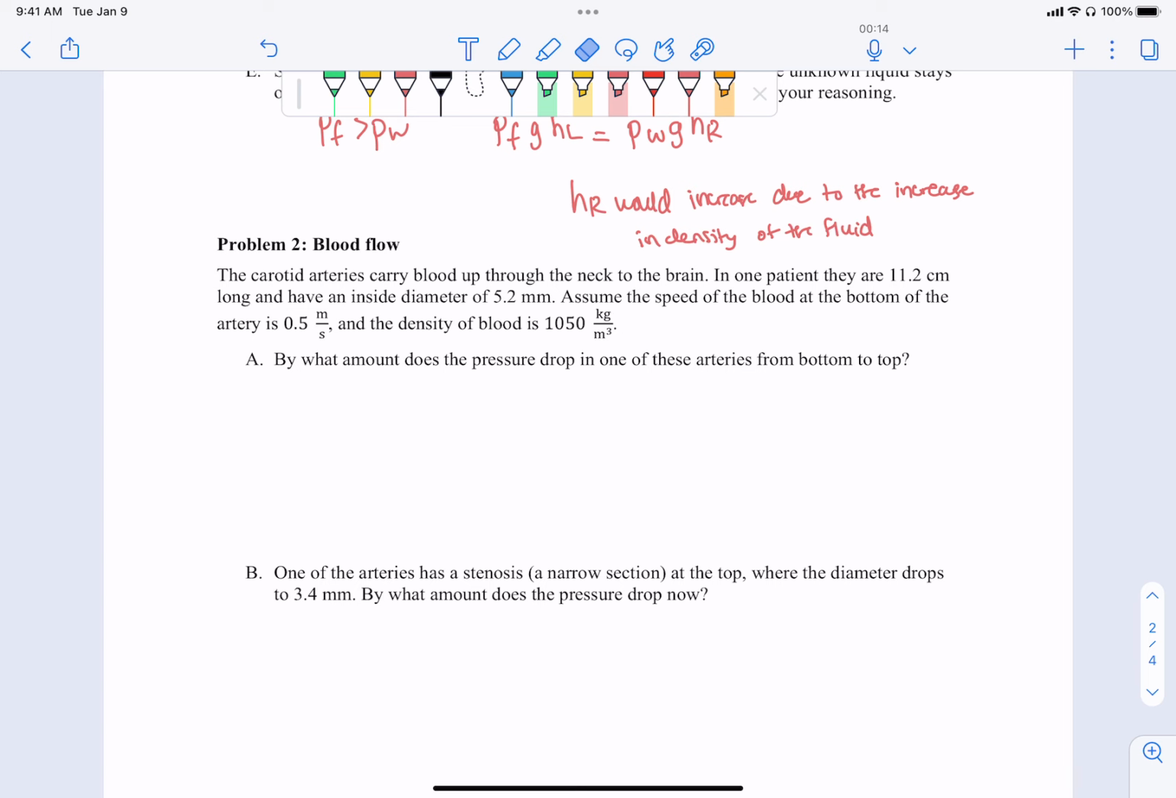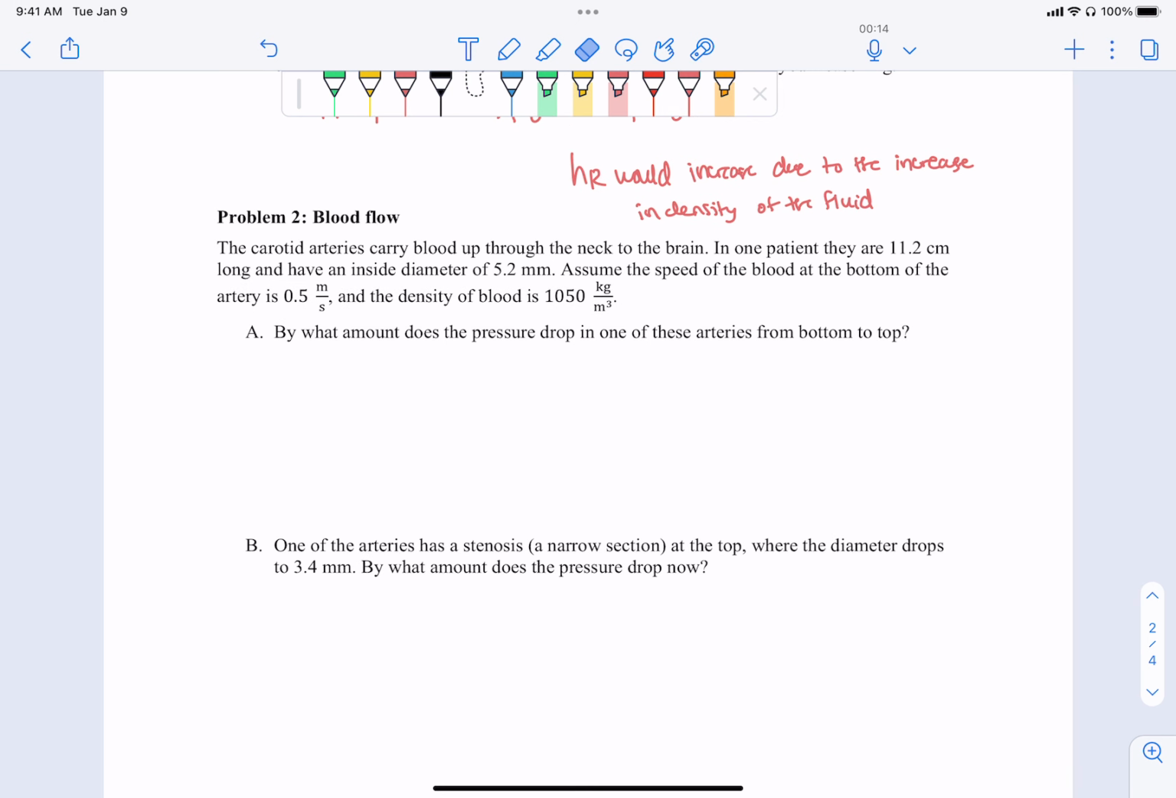Now part A is asking us by what amount does the pressure drop in one of these arteries from bottom to top? So what's the pressure drop? When we say pressure drop, that's going to be indicating some kind of change in pressure, right? Like delta P, our change in pressure. And we can say that that's PF minus PI, right?